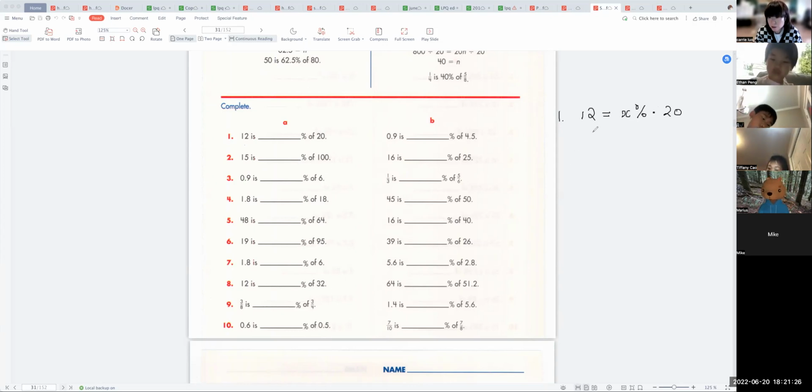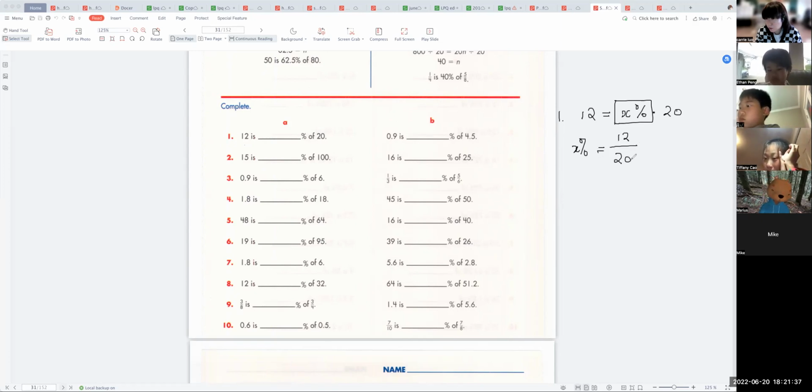Okay, so let's take a look at this one. This whole thing, we don't know what it is. So a number times 20 equals 12. So X percent equals what? Equals 12 divided by 20. Get it? Because it's times 20 equals 12, so 12 divided by 20 equals this one.